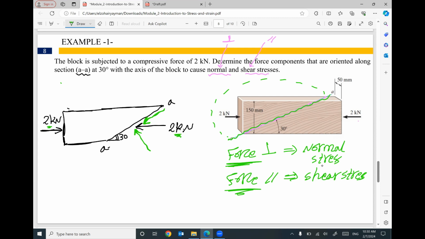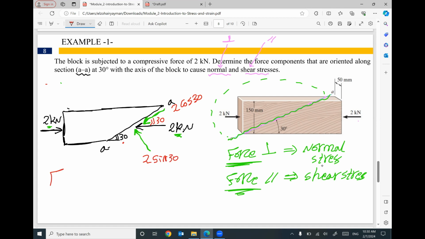This 2 kilonewton will be broken into two components, one perpendicular, one parallel to the section AA. So it's very critical here to figure out which angle is theta. This angle theta is 30, and I think 100% it will be the same angle here, theta 30. So this component will be 2 kilonewton cosine 30, and this component will be 2 kilonewton sine 30.